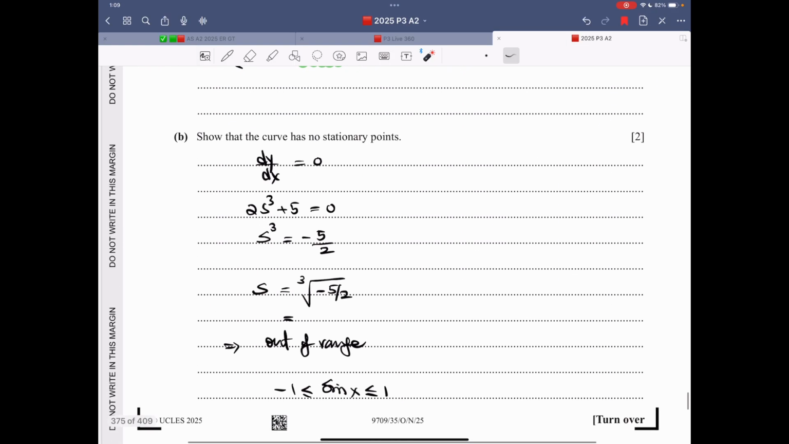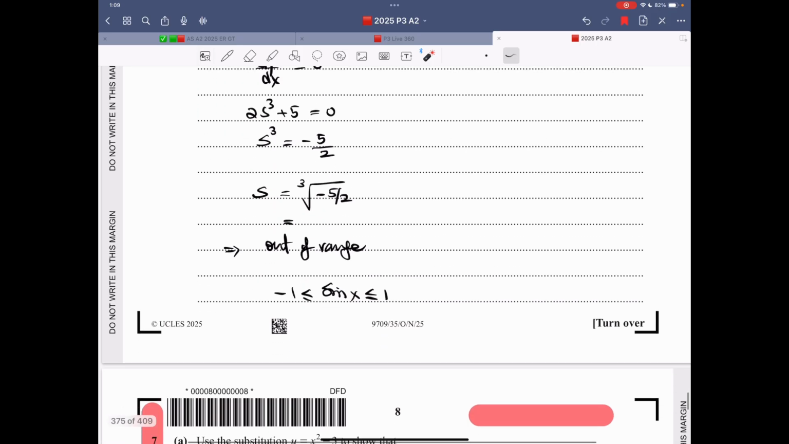Now, show that the curve has no stationary points. When I make it equal to 0, sine cube is minus 5 over 2. So let me grab my calculator, and this is a cube root of negative 2.5. That comes out to be 1.357. So therefore, sine theta is coming out to be a negative 1.357.